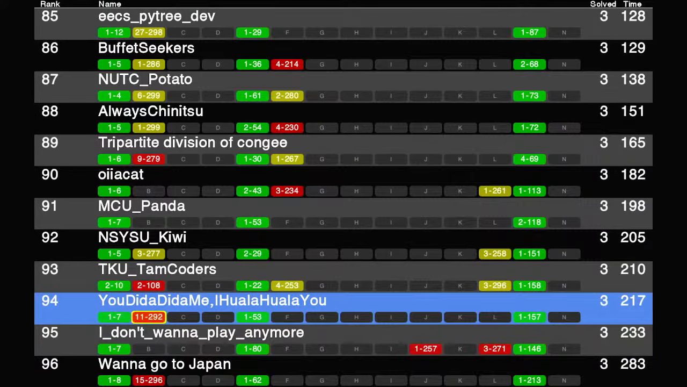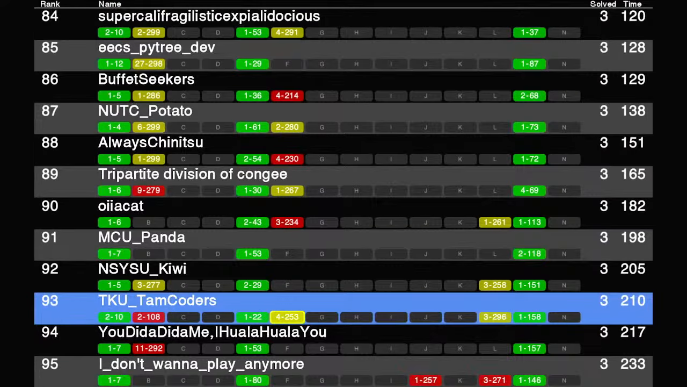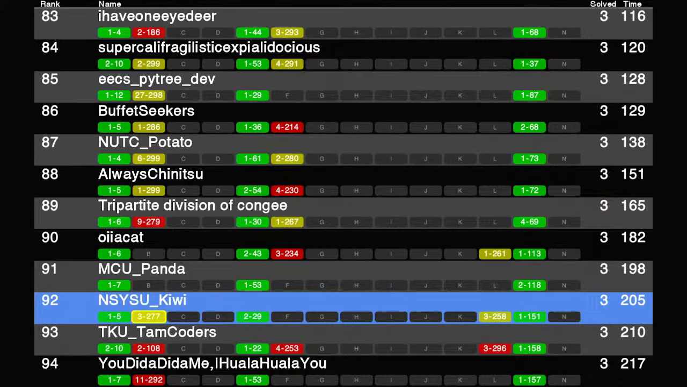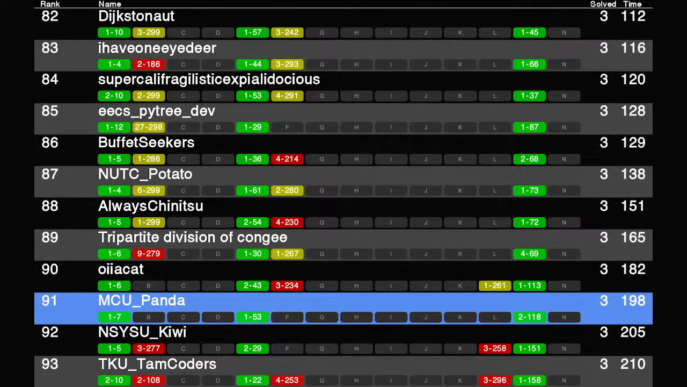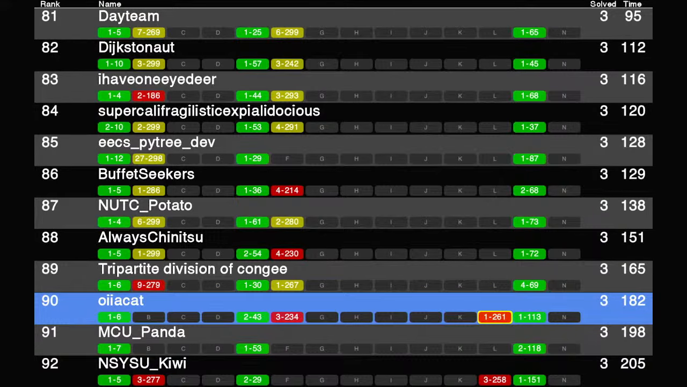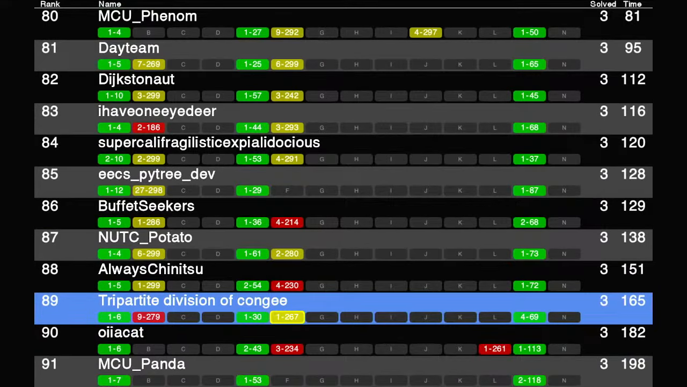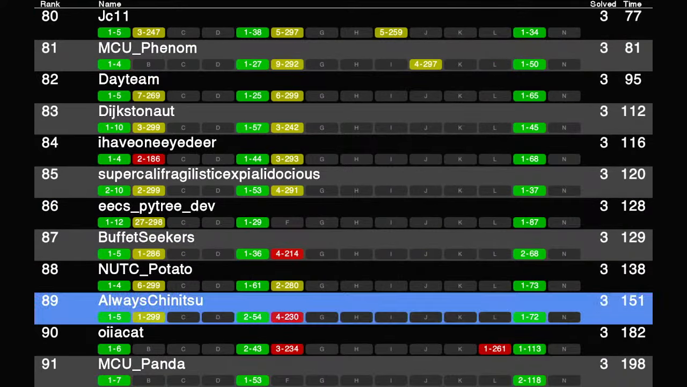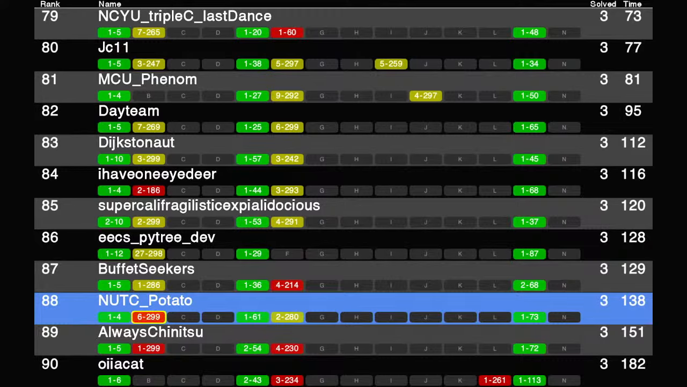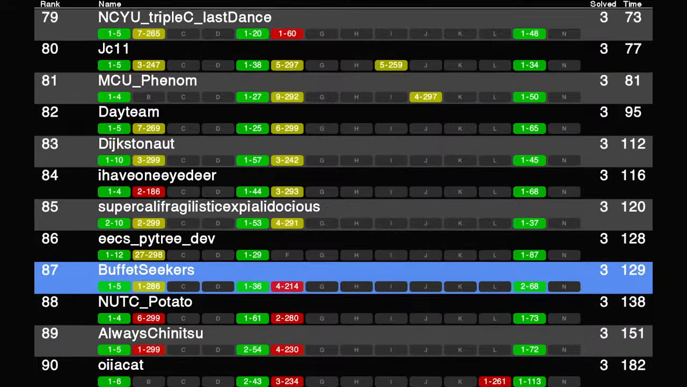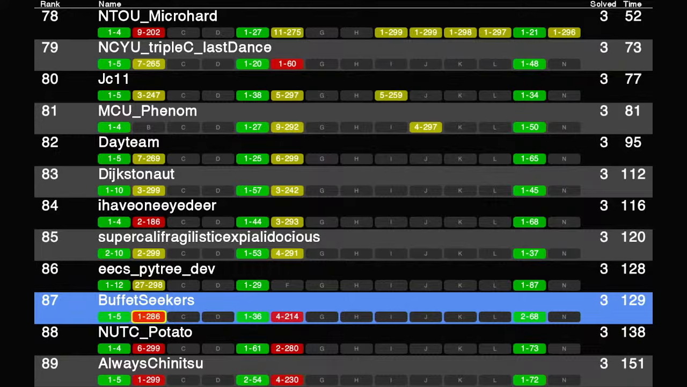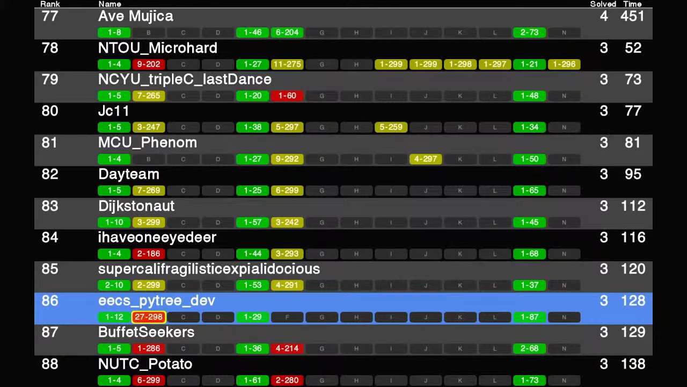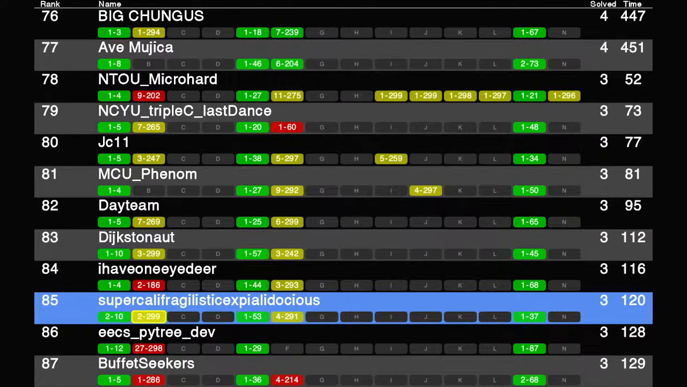That one is a no. GTM 10 coders on problem F is a no, and another problem is also a no. NSYSU Kiwi, no on problem B, and problem L is also a no. MCU Pinda has no submission in the last hour. Oya Cat here, L is a no. Tripartite division of kanji is a yes on problem L. OSTU, the last minute submission is a no. NUTC Potato, last minute submission too, but both are no. Buffet Seekers, no on problem B. ECS criteria depth is a no. They have 27 tries.